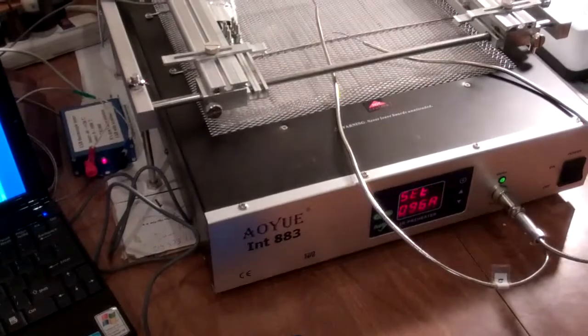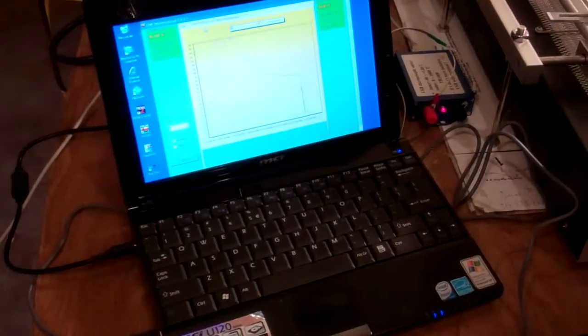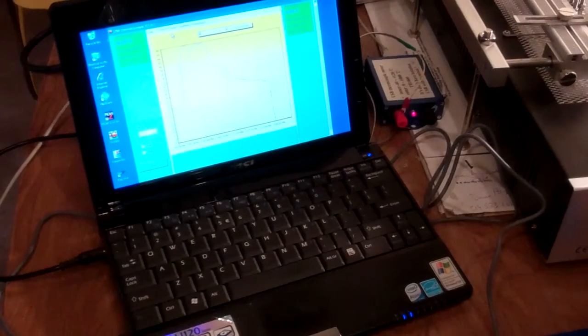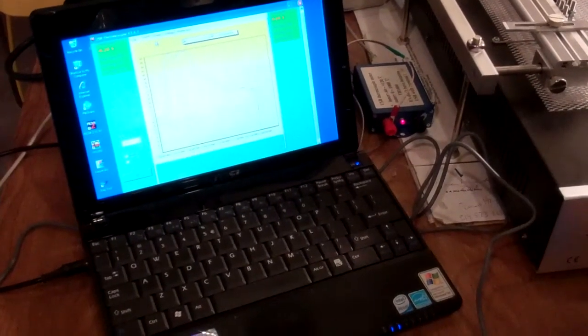It has an overhead unit as well, and this one's an AOYUE 883 table. It's a temperature controlled table. It also has a computer monitoring system which monitors all the temperatures of the system so that we know whether the unit was successfully reflowed and or the GPU was successfully reconnected.